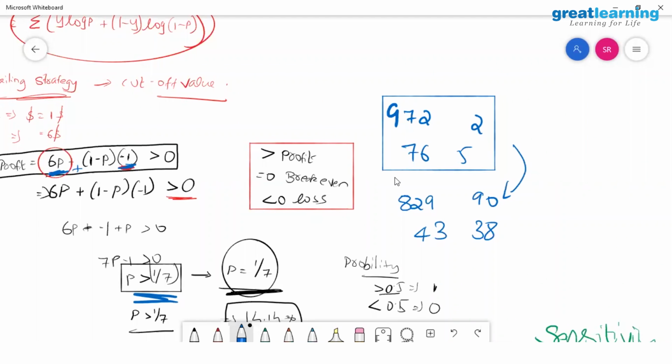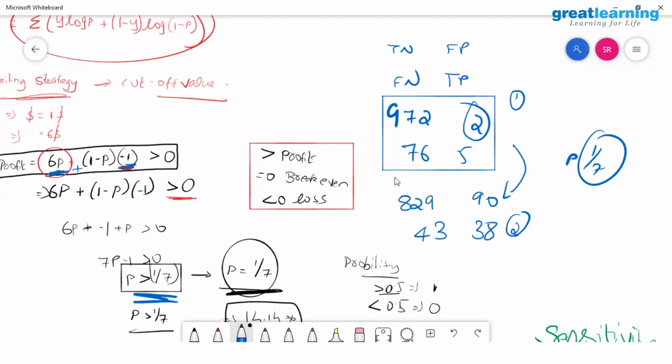This is nothing but the confusion matrix, guys. TP, TN, FN and FP. So what is the difference between this and this, one and two? This is after imputing the cutoff of P 1/7. What all have changed? False positives have increased. So in the sense, the true negatives have decreased.